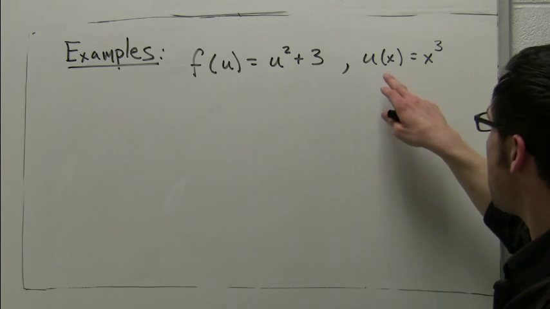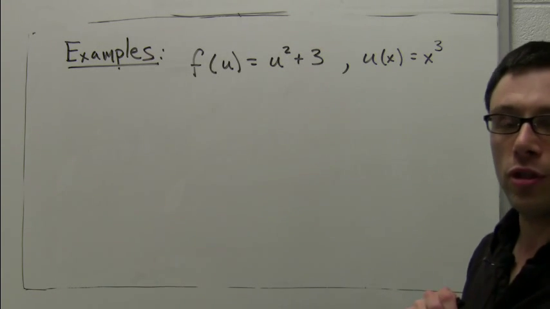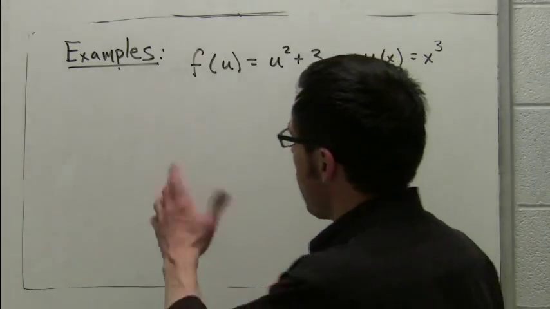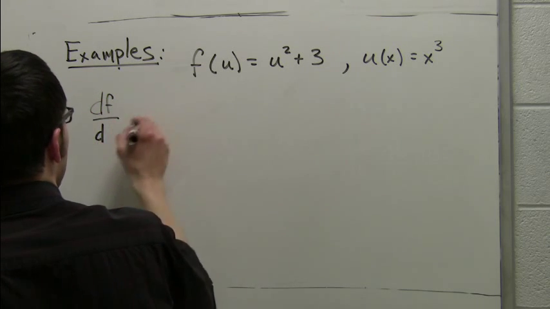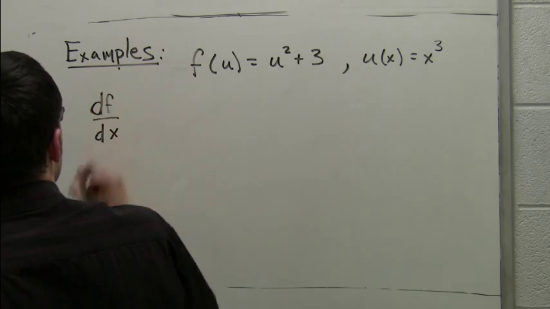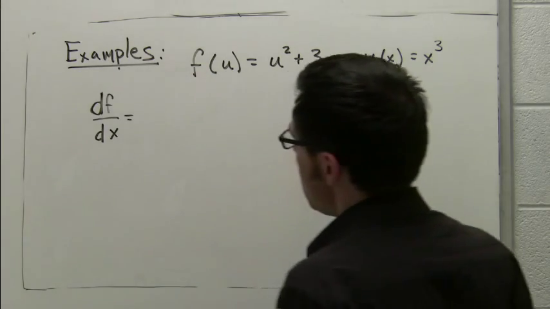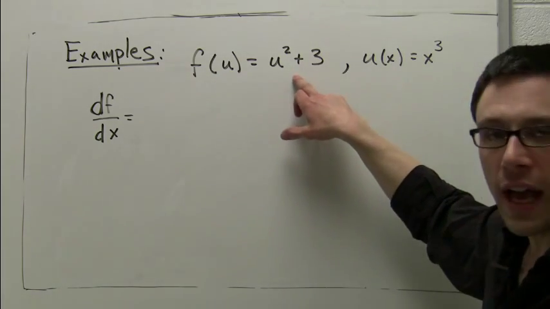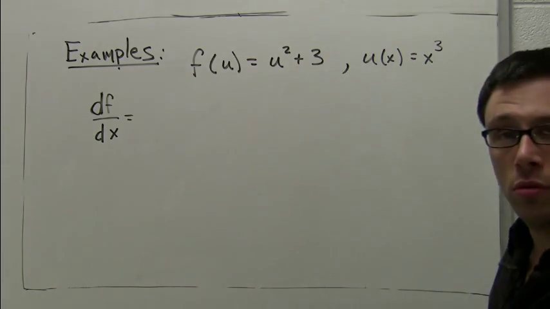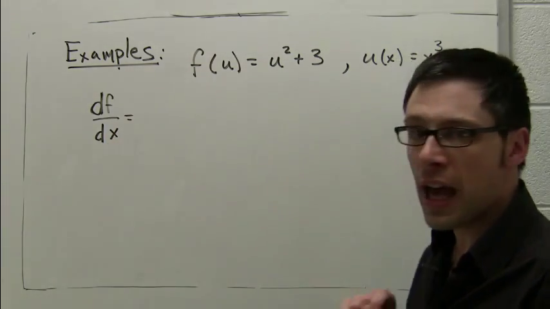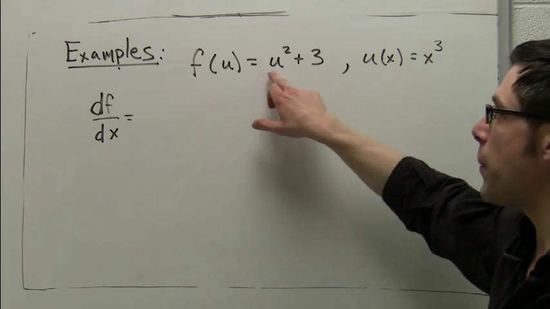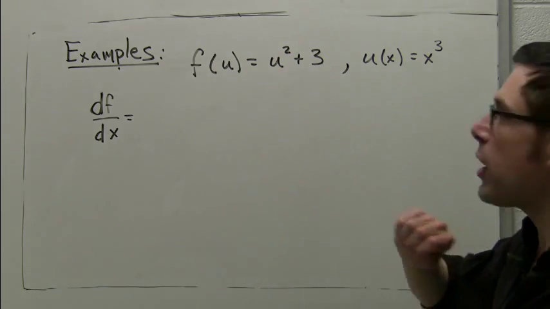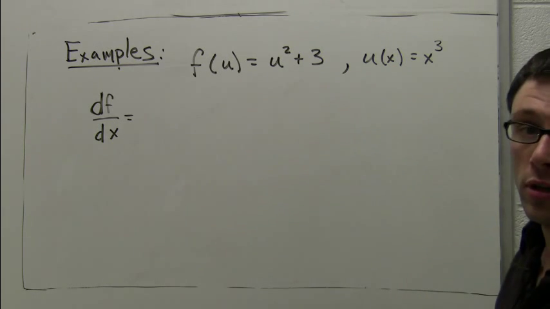And u, defined by its input x, is just x cubed. You cube the input. And so if I want to find the derivative of f with respect to x, f is not a function of x explicitly. We can see that here. It's a function of u. So to figure out how f changes with respect to x, I have to first find out how f is changing with respect to its input, which happens to be u, and then find out how u is changing with respect to its input, which is x.